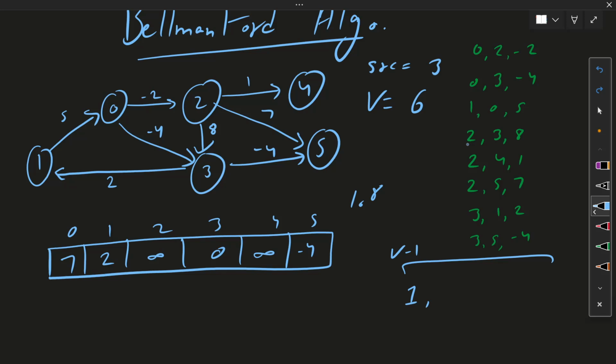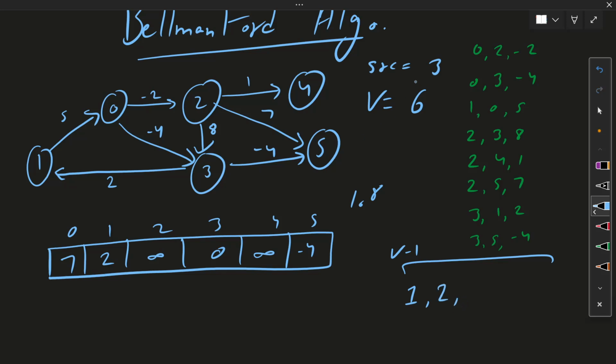Then we are done till now. So let's talk about this. 2, we have not reached 2. So this we will just skip. Then 3 to 1. To reach 3, we have cost 0. Then 2 more. So to reach 1, we have to take 2. 2 is already present, so no need to worry. Then to reach 5, we need to take minus 4. So 0 plus minus 4, minus 4 is already there, so we don't have to worry. Then we have done this for 2 times.